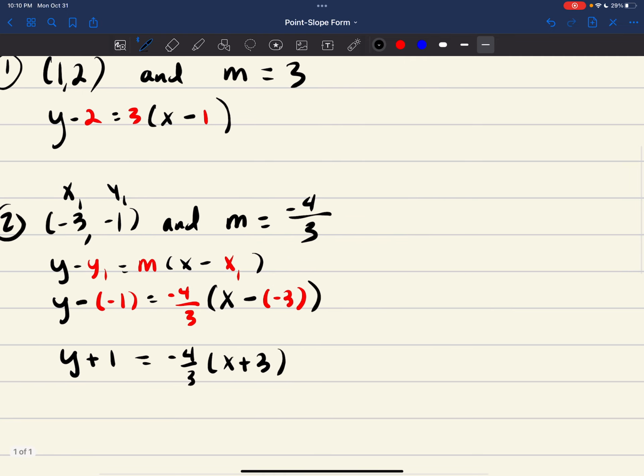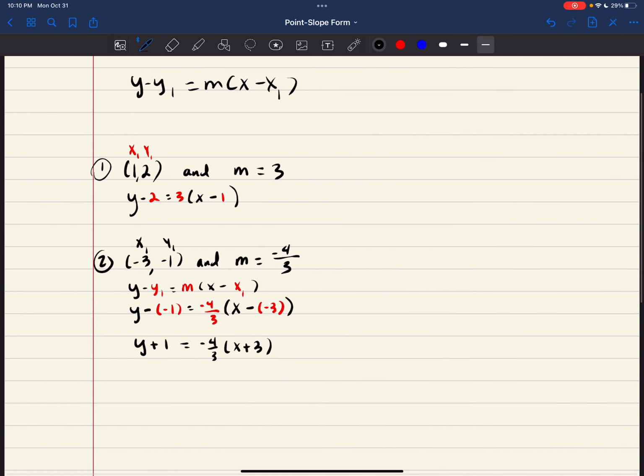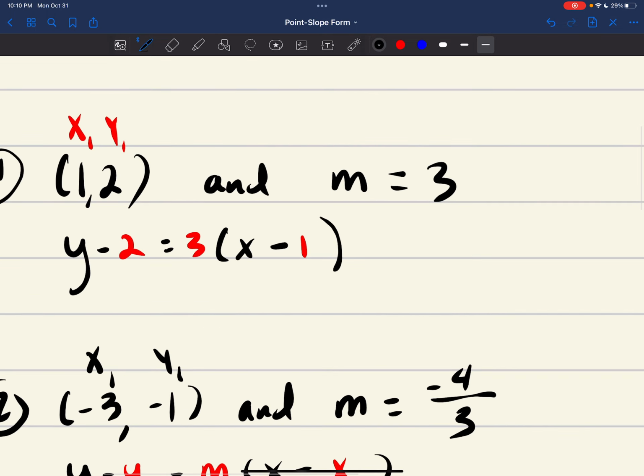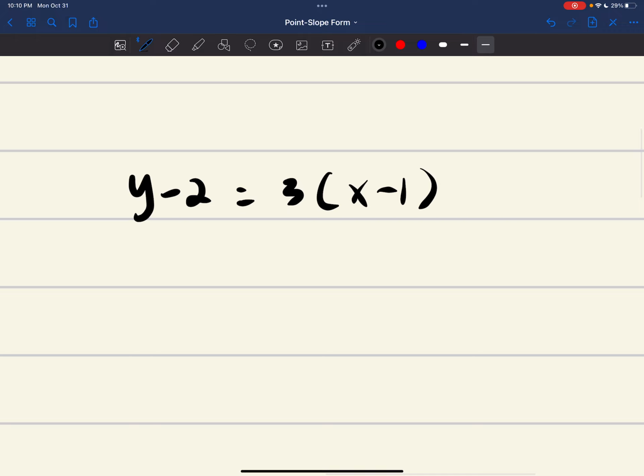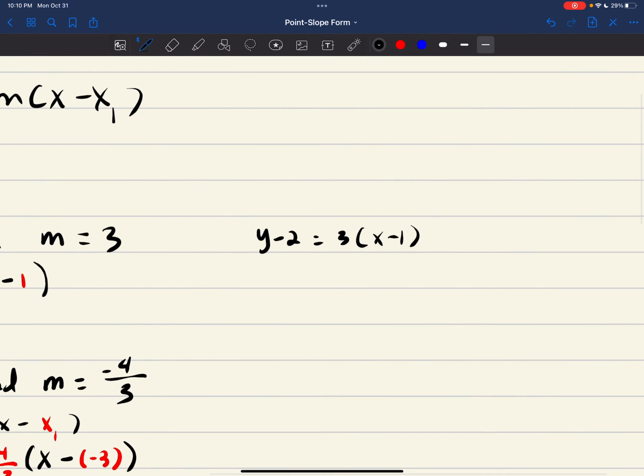Okay, so let's go ahead and convert these into slope-intercept form. So this is just 1, right? Here's 1. I have y minus 2 equals 3 times the quantity x minus 1. So how do I convert this into slope-intercept form? Well, let's recall what slope-intercept form is. It's y equals mx plus b. Okay, so I take this 3 because it's in front of this whole parentheses. I got to use the distributive property.